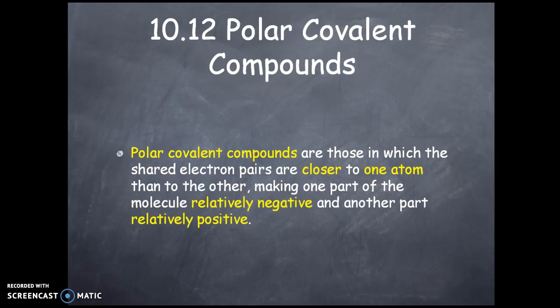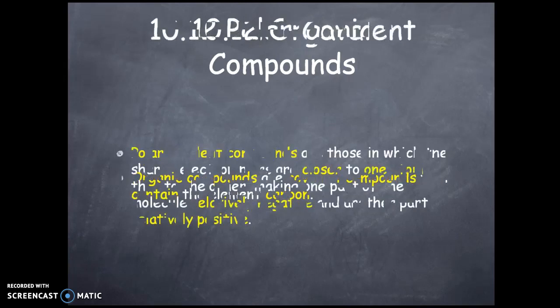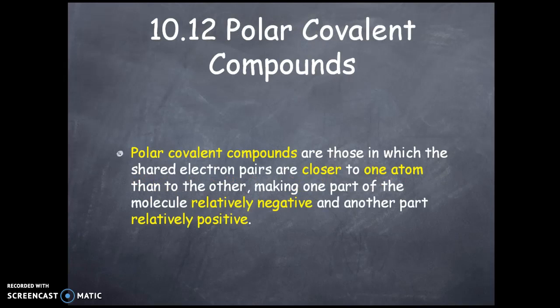Polar covalent compounds are those in which the shared electron pairs are closer to one atom than the other one, making one part of the molecule relatively negative and the other relatively positive. So when two atoms are sharing a pair of electrons, one of the atoms is a bigger atom. Let me give you an example, which is water.